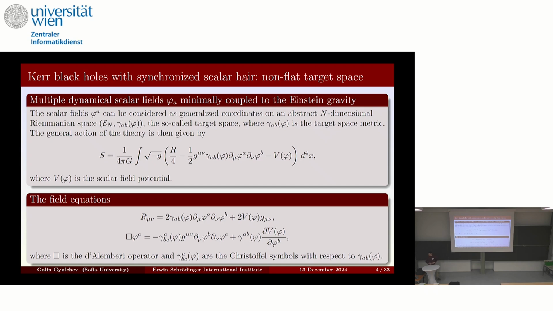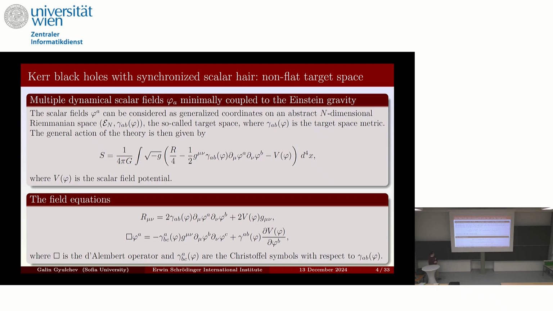So the purpose of our examination is to introduce this scalar field. In general, our idea is to consider dynamical scalar fields, which can be n in number. Because of this, we can consider an n-dimensional abstract Riemannian spacetime, which possesses a target space with some specific Gaussian curvature, which we are going to consider after this.